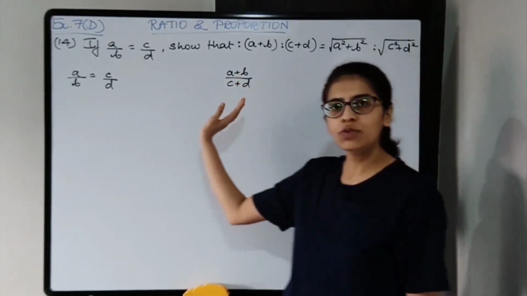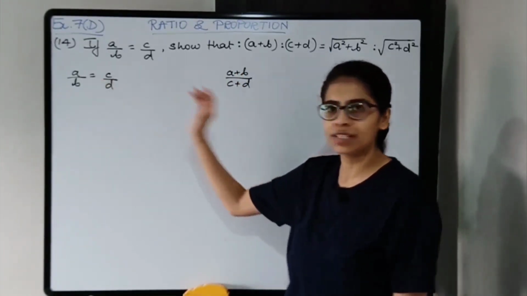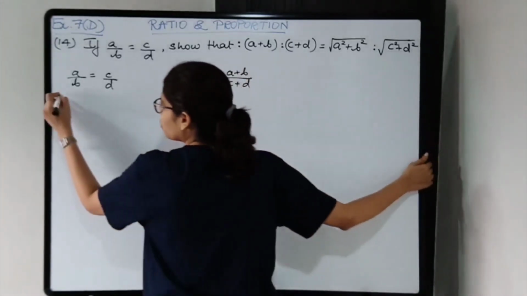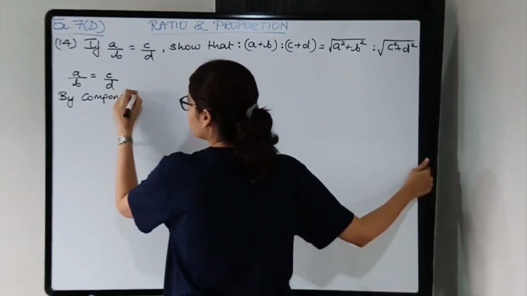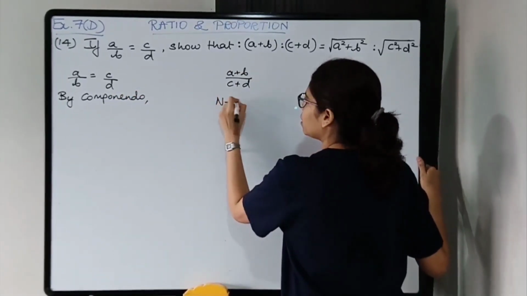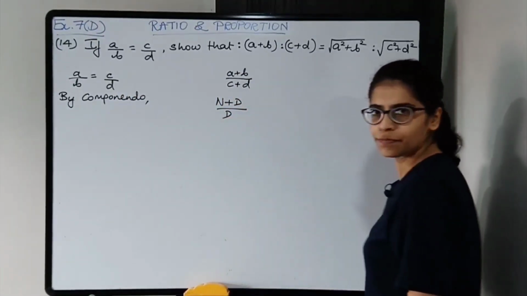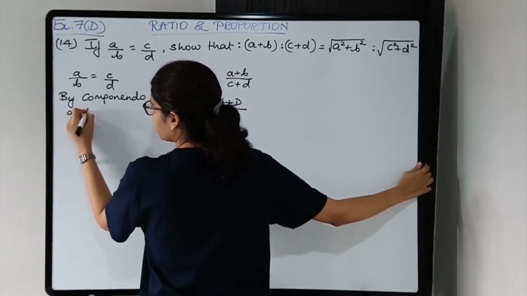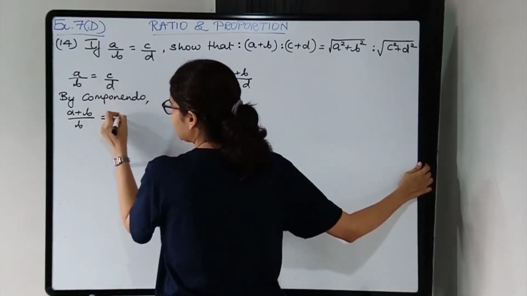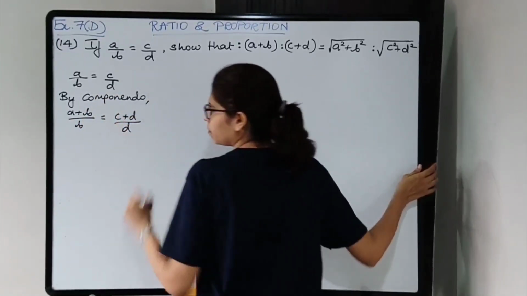So we'll use componendo on both the sides. So by componendo, what is componendo, students? It is numerator plus denominator upon denominator. So it will be A plus B upon B, and here C plus D upon D.